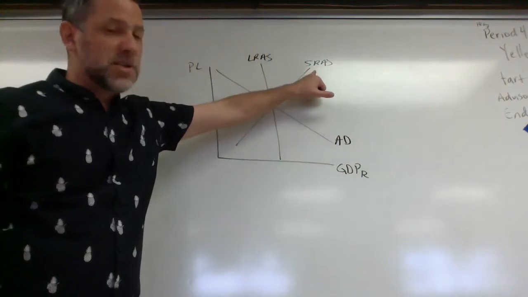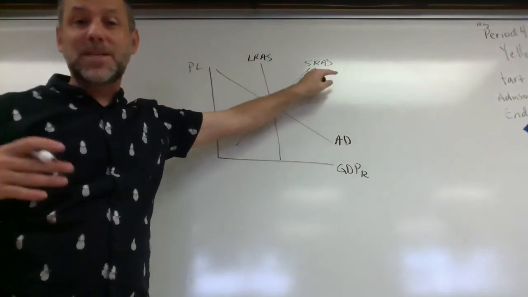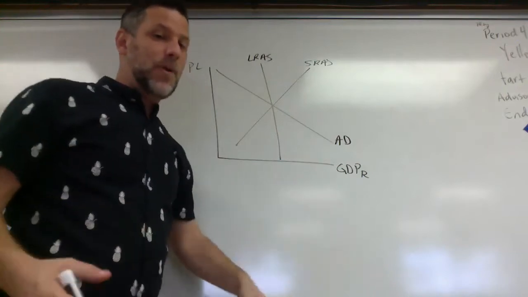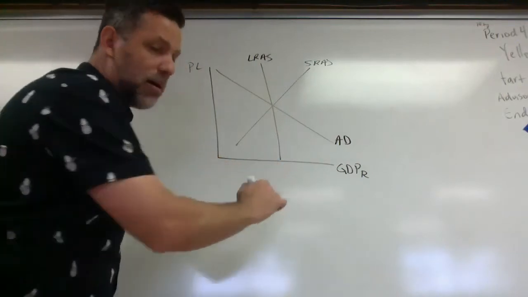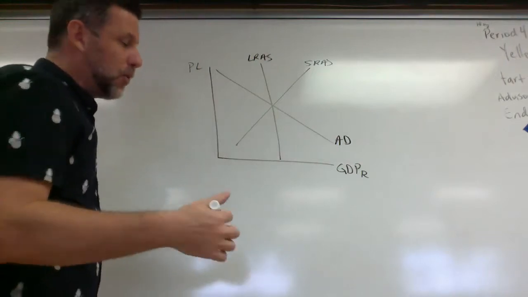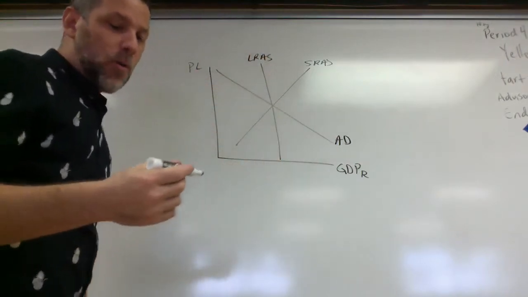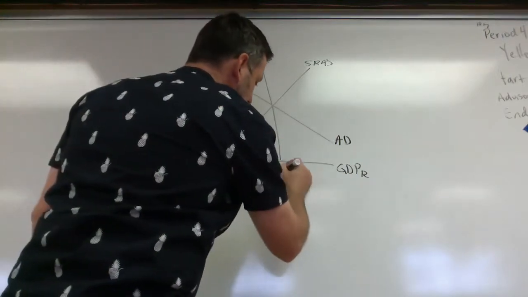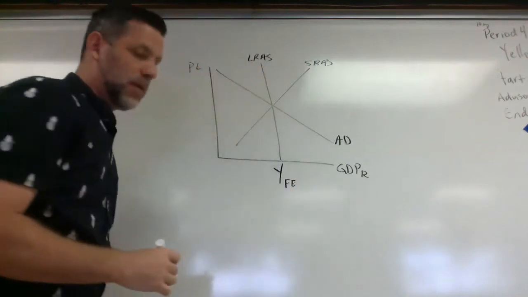Some professors label this SAS instead of SRAS. On the AP test, you can do either one, SRAS, SAS. Either way is fine. This point right here, we're going to label our full employment. It's always at the long run aggregate supply curve. We're always going to label that full employment. We're going to use Y and then FE for full employment.